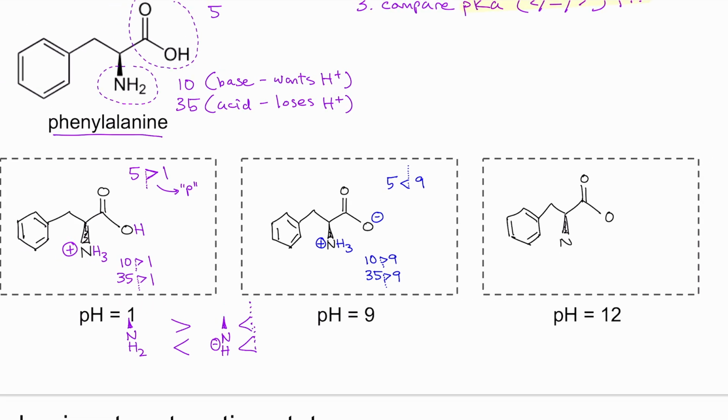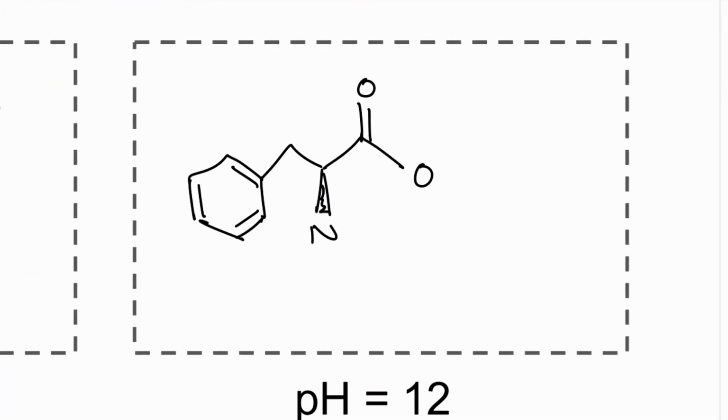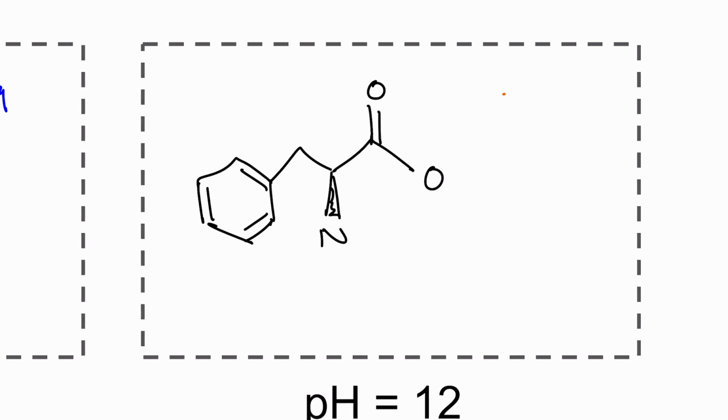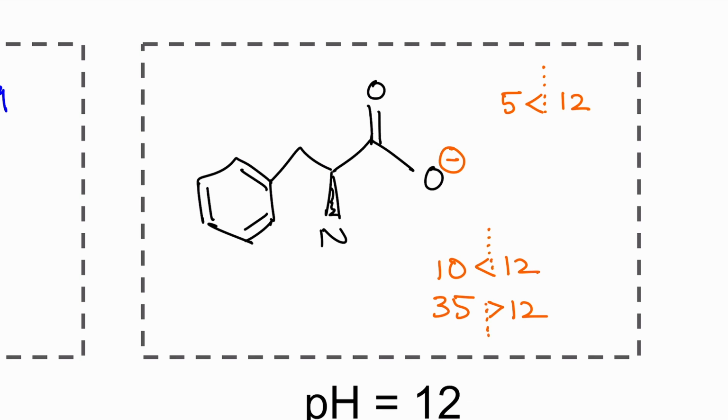Now for a pH of 12, let's do the same things. For carboxylic acid, 5 is less than 12, so carboxylic acid gets deprotonated. For amine, 10 is less than 12, and 35 is more than 12. Since we have this mismatch between deprotonated and protonated, we can think of these two conditions canceling out each other, and the amine would just stay a neutral amine.